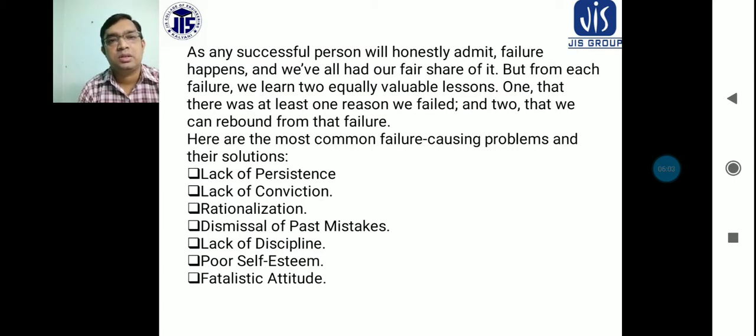Just like you have to consider according to these solutions: lack of convictions, and also rationalization. It comes from these different types of failures. Then we have the causing problems, and their solutions will be required.